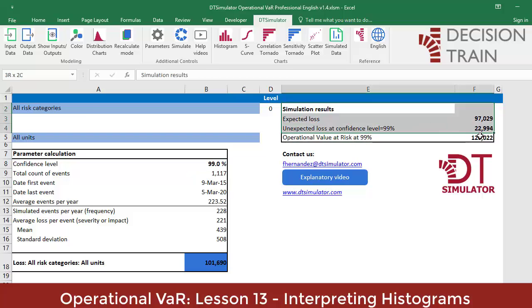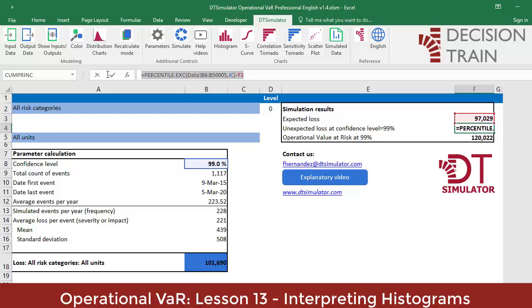In this way, observe in the simulation results table in column E how the operational value at risk is composed by its two components, the expected loss plus the unexpected loss at a certain level of confidence, in this case, 99%. The sum of both elements constitutes the operational value at risk. The expected loss is the average of all the losses. The 99% operational value at risk is calculated using the Excel percentile function on the simulation data generated.